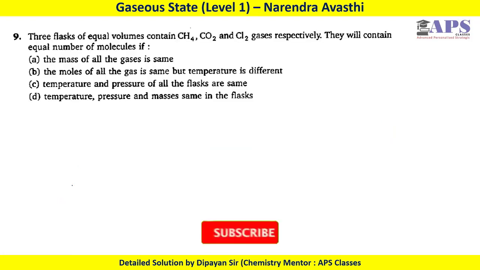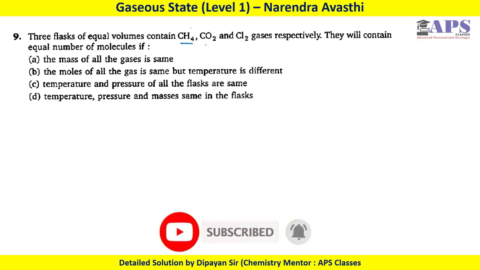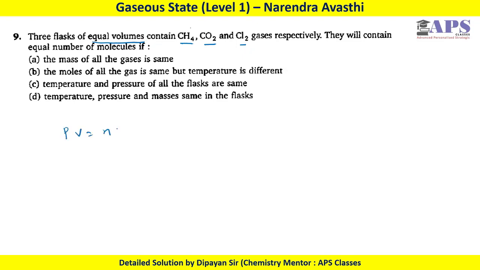Okay, in question number 9, we have 3 flasks of equal volume containing methane, CO2 and Cl2 gas. Okay, so equal volume, so volumes are the same. They will contain an equal number of molecules. Okay, so we can write PV equal to nRT. Okay, so n equal to PV by RT. Now if volume and universal gas constant are constant, then we can write number of moles proportional to P by T. Okay, it is a function of pressure and temperature both. Okay, so you can say that option C will be the correct option. Temperature and pressure of all the flasks are the same. If this is the case, then we can have the same number of molecules in each case.